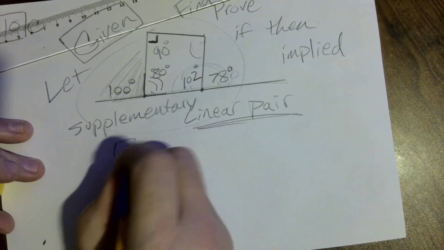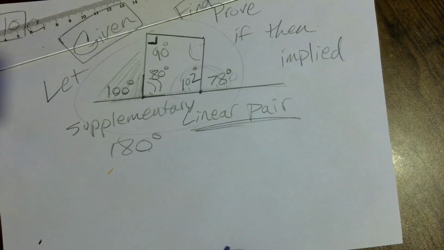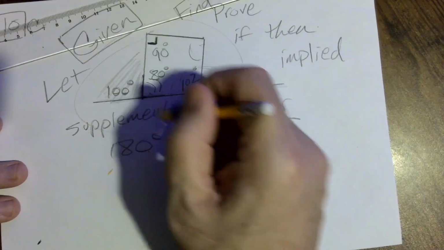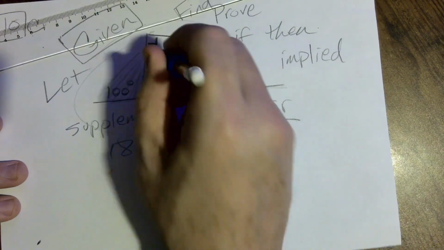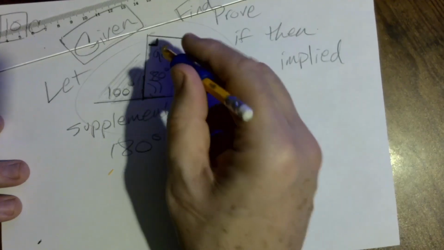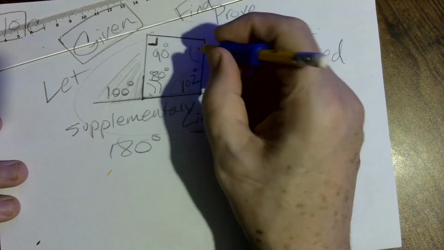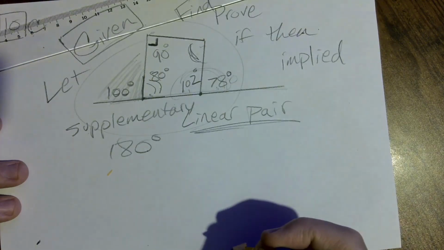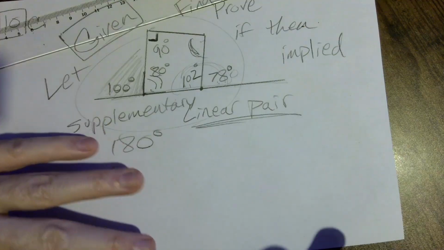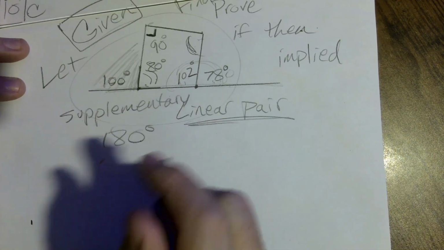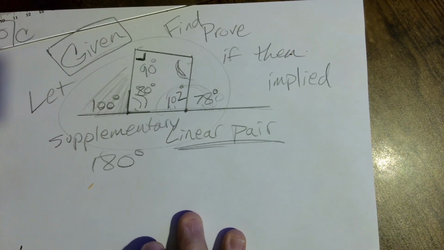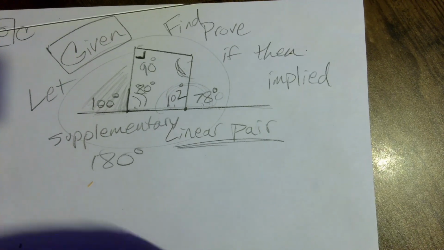They're supplementary because they add up to 180 degrees. And we know a tetragon adds up to 360. We have 3 of these angles, so subtract the sum of these from 360 and you get the measurement for this one. And I know I said I'd be doing most of these. I'm going to have you do that arithmetic. Okay, so that was 10, A, B, and C.